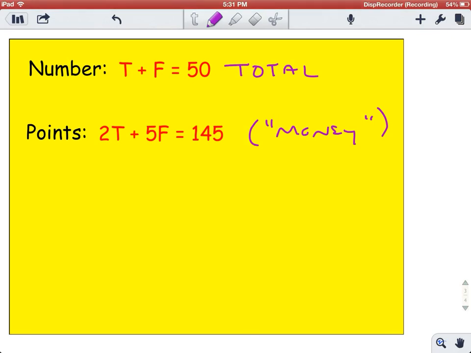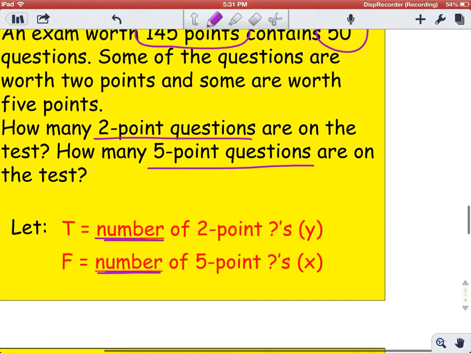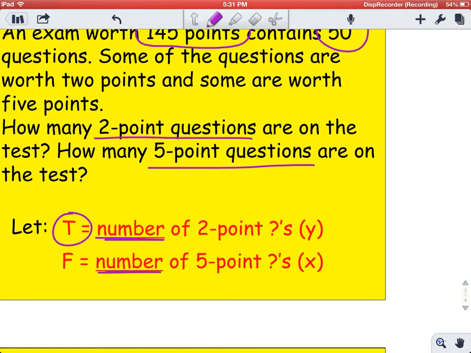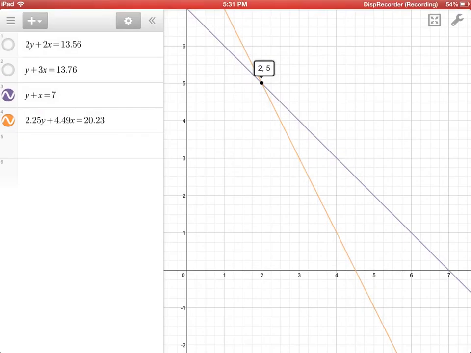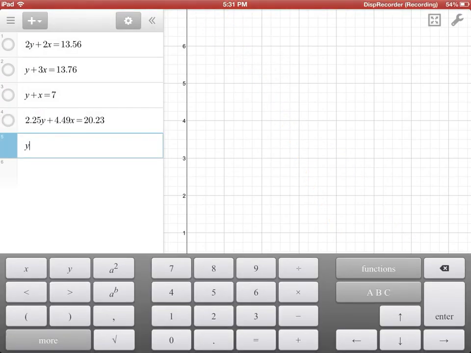It's the same exact idea. And so once again, it doesn't really matter which one we make X or which one we make Y. So let's say T, once again, is our Y variable, F is our X variable, and so let's go to Desmos. We've got y plus x equals 50. That's the total number of questions. And then we have 2y plus 5x equals 145.